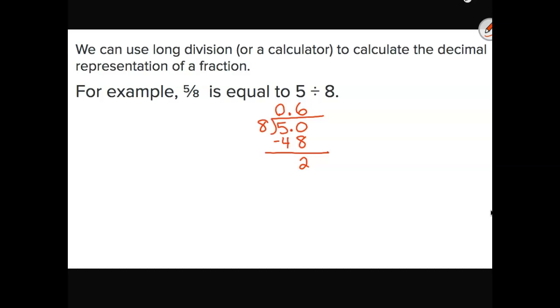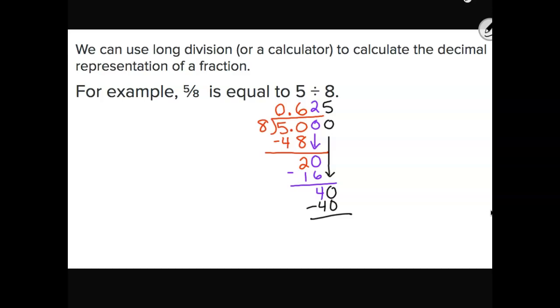And then we're going to add a 0 and bring down our 0. So then we're going to look, how many times does 8 go into 20? Well, 8 goes into 20 twice. 2 times 8 is 16. So I'm going to subtract again. I've got 4. And I keep going until I get it to repeat or terminate. So I'm going to add another 0. 8 goes into 40 5 times. 5 times 8 is 40. I have no remainder, so I'm done.